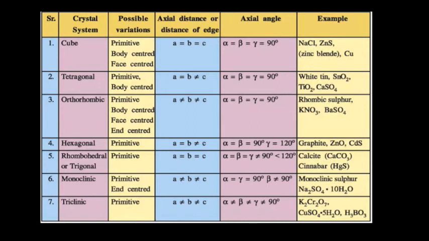Triclinic, possible variation, primitive. Axial distance, A is not equal to B is not equal to C. Axial angle, alpha is not equal to beta is not equal to gamma is not equal to 90 degrees. Example, K2Cr2O7, CuSO4.5H2O, H3PO3.